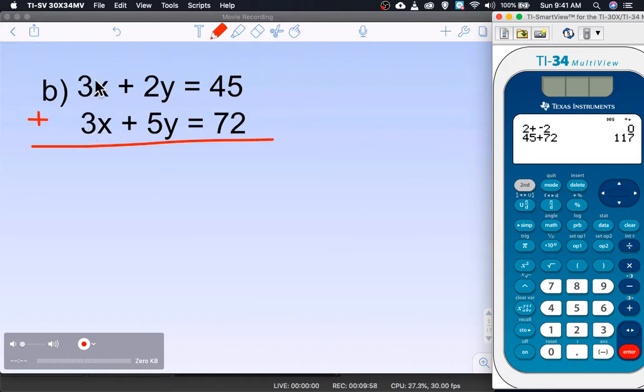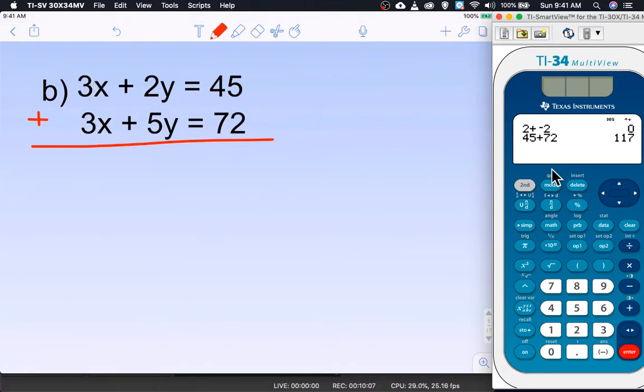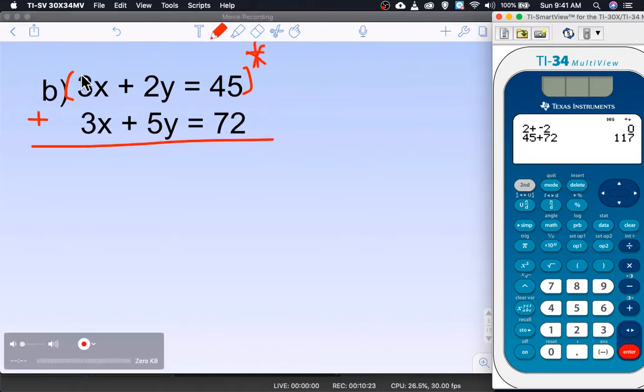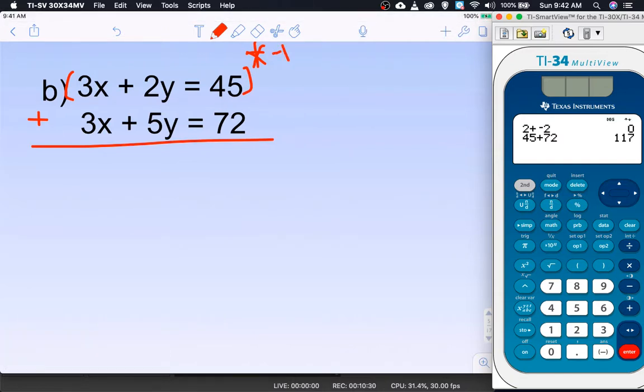The third thing is we want these x's to have a different sign. That way I have a positive 3 and a negative 3. So the way we're going to do this is we can take one of our equations and multiply the entire thing by anything we want. So I'm going to take this top equation and multiply by what? What would I multiply by to make this go from a positive 3 to a negative 3? Well, we would multiply by negative 1.